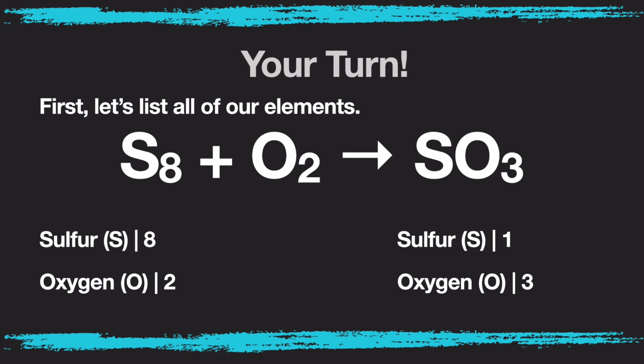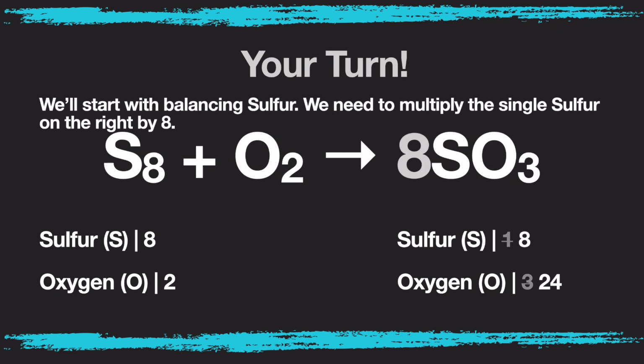First, let's list all of our elements. We'll start with balancing sulfur. We'll need to multiply the single sulfur on the right by 8.